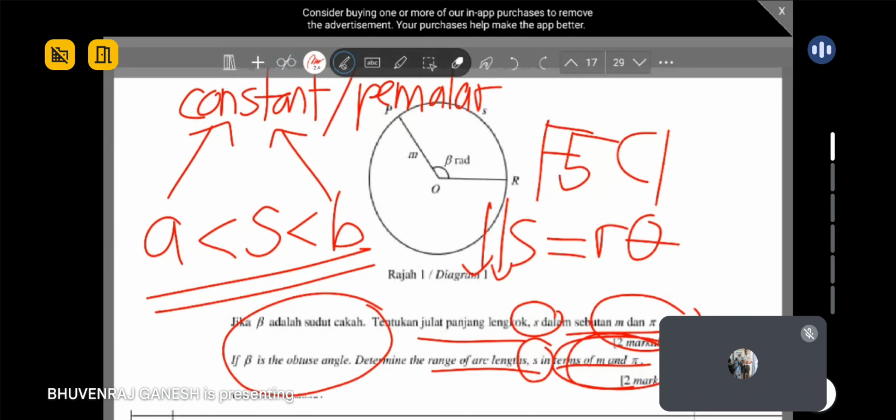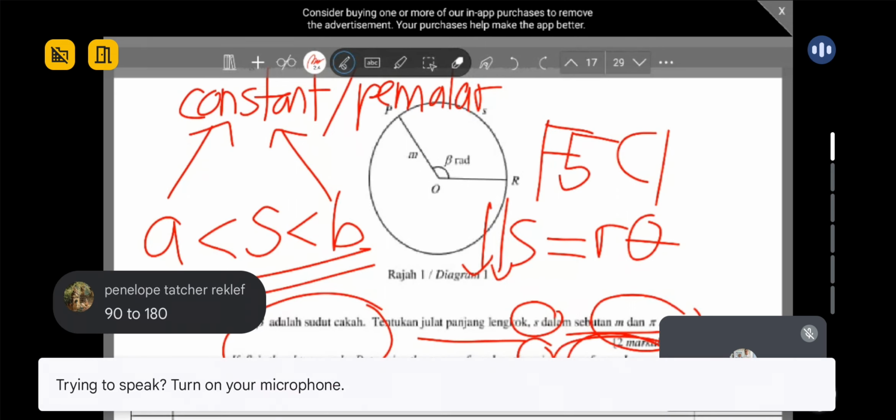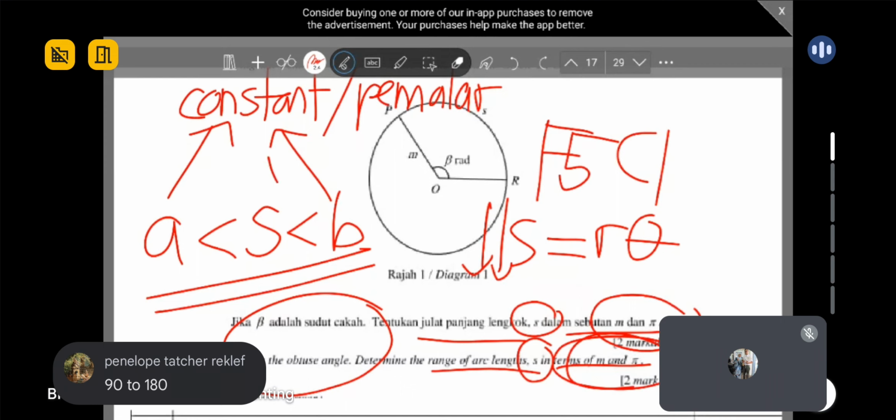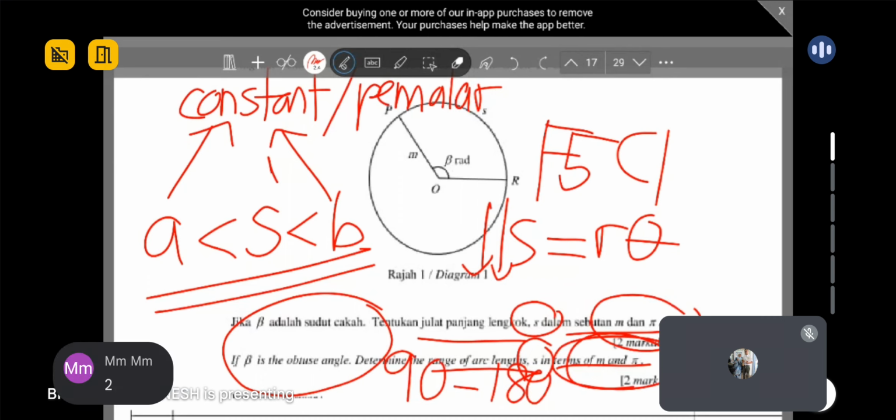So first step. What is an obtuse angle? Can anyone tell me what is the range of an obtuse angle? Apa julat bagi sudut cakah? Maksudnya apa nilai terkecil and apa nilai terbesar? Yes, which means 90 until 180. So this is what quadrant, guys? Yang ni quadrant ke berapa? 1, 2, 3, 4. Which one? 90 to 180. Which quadrant? Anyone?